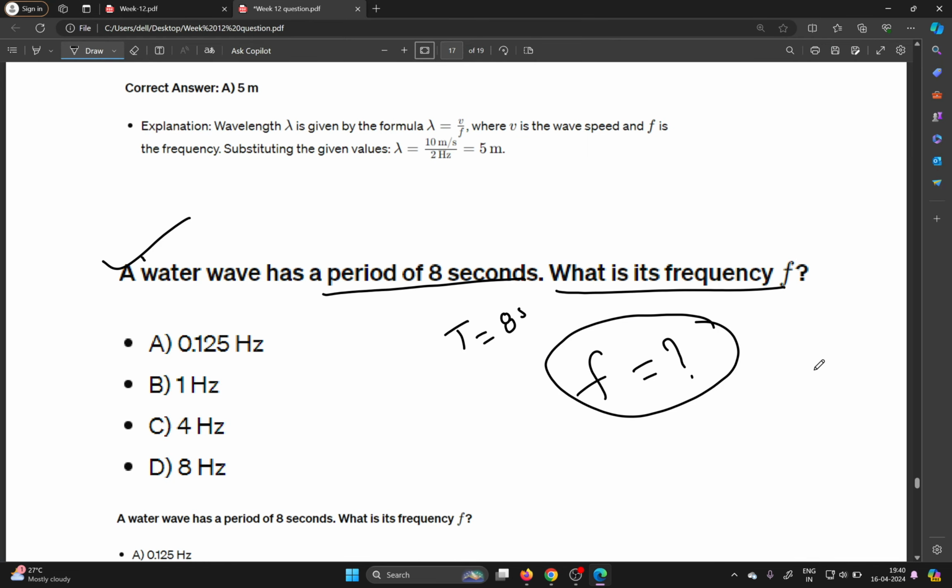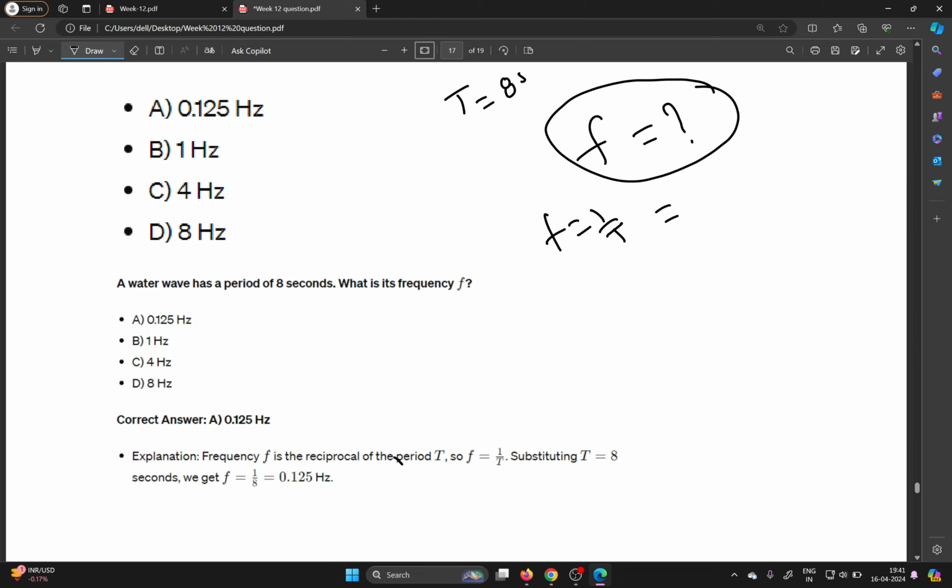So here you already know the relation between frequency and time is nothing but 1 by T. If you calculate, definitely you will get 1 by 8, which comes to 0.125.